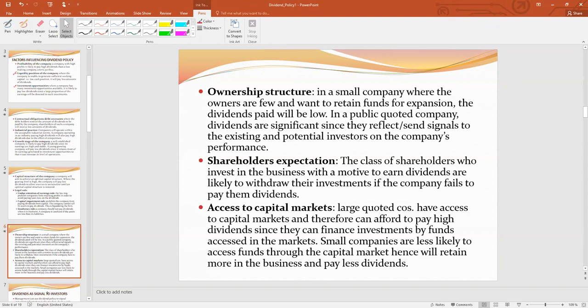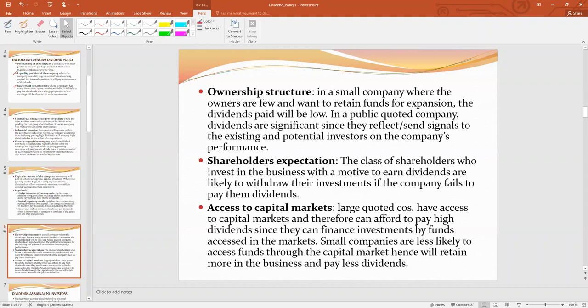Another factor, which I think I already mentioned, is access to capital markets. How easy is it for you as a company to access the capital market, to get finance from the bank, to issue shares, to issue bonds? If it is easy to obtain money from other people, then retained earnings don't become your only finance source. That means you can pay the dividend, because you're sure that someone else is going to finance you more or less.